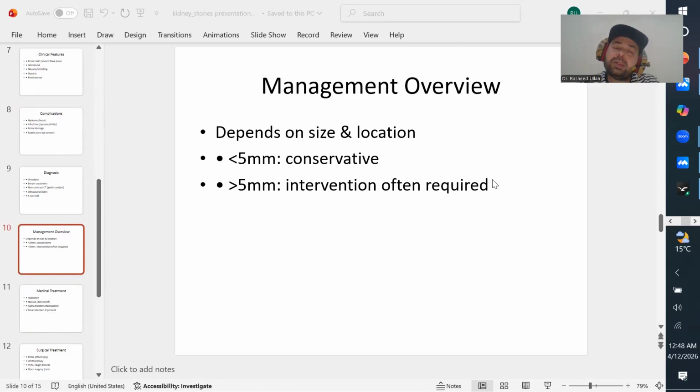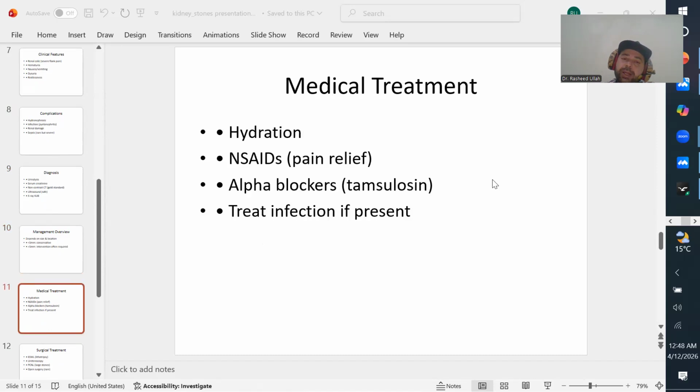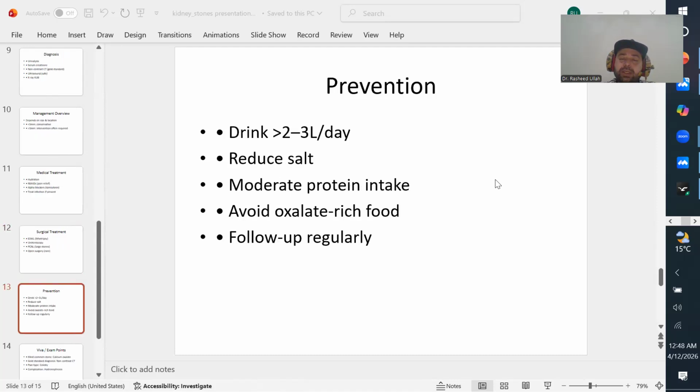And how to manage it? It depends on the size and location. If it's less than 5 mm, then you can do conservative treatment. If it's more than 5 mm, then intervention is required. Medical treatment: we can do hydration, we can give them NSAIDs, which is for pain relief. We can also give them alpha blocker, for example, tamsulosin. And if infection is present, then we treat infection.